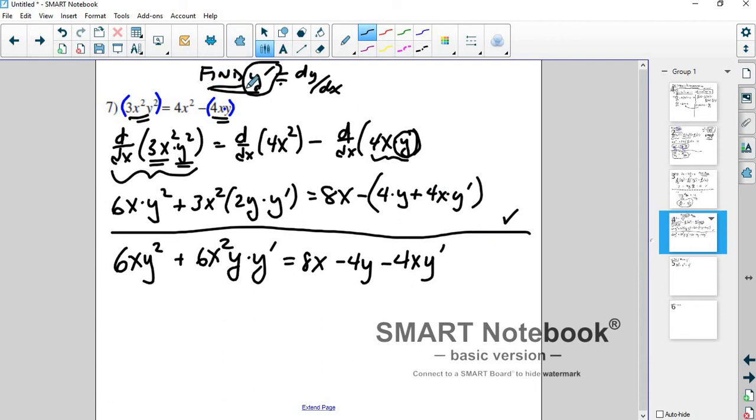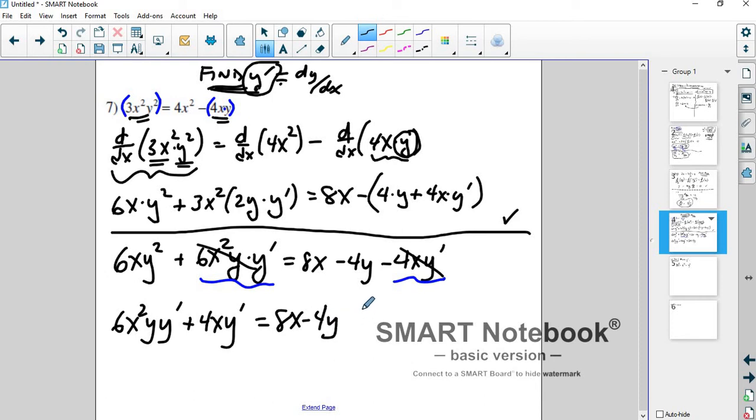So now what am I trying to do? I'm trying to solve for y prime. I have a y prime right here, and I have a y prime right here, which means I want to collect like terms. I want to get them all on the same side. 6x squared y prime is on this side. I'm going to add 4x y prime to the left-hand side. So these are taken care of. And now I'm going to take this 6xy squared to the other side, and I have 8x minus 4y minus 6xy squared. So the deal again is that we want to collect all the y prime terms on the left and everybody else on the right. Okay, we're just collecting like terms.